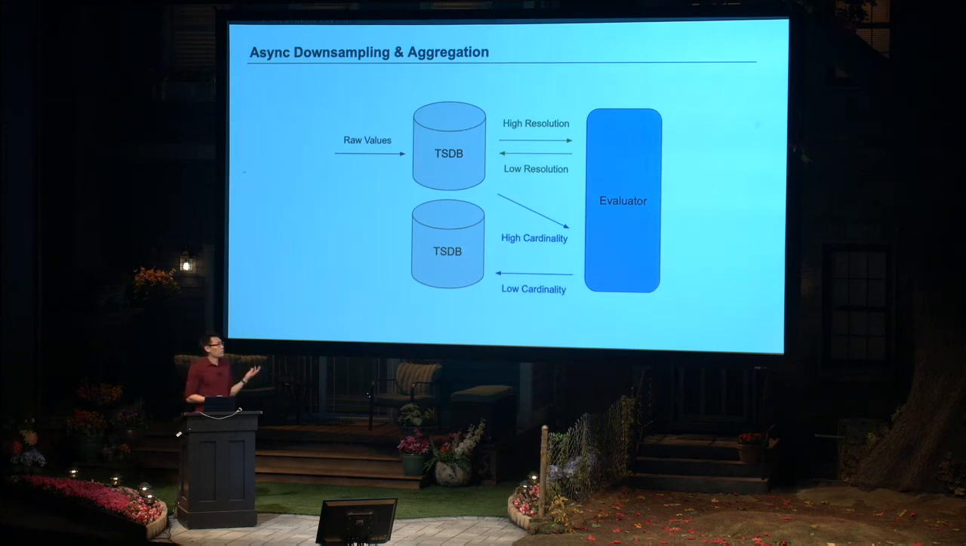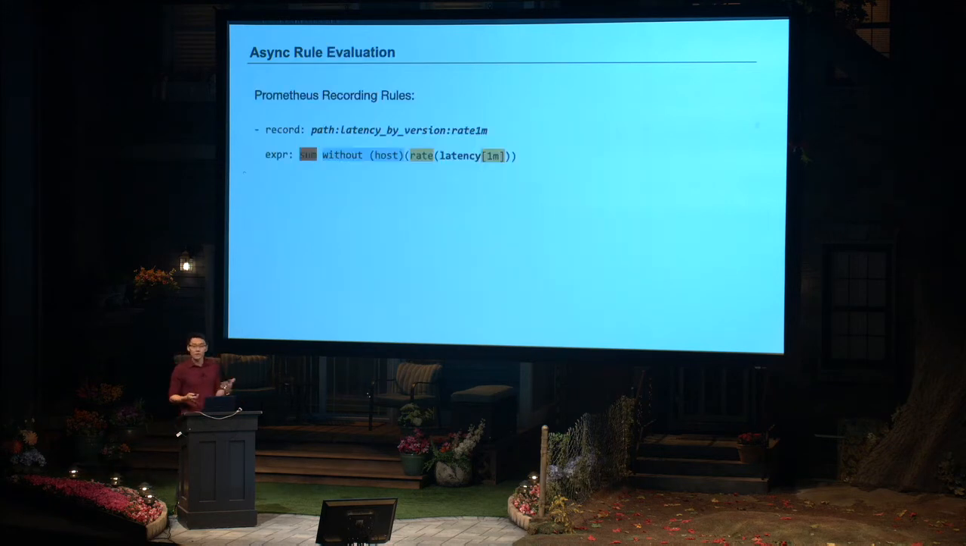The most popular example of this type of design is probably Prometheus recording rules that you may know of. We're going to go through this example here just because it's the most well-known, but Influx has the same thing. It's called continuous queries. I think Cortex is the same thing. It's called a ruler component or something like that.